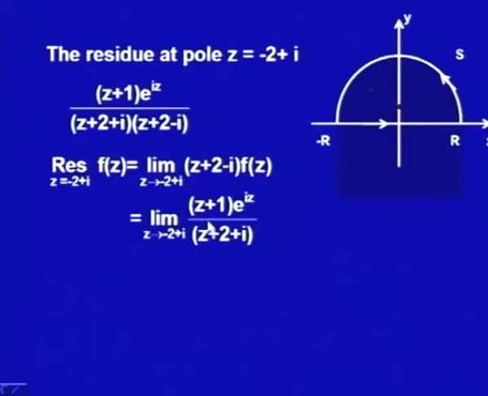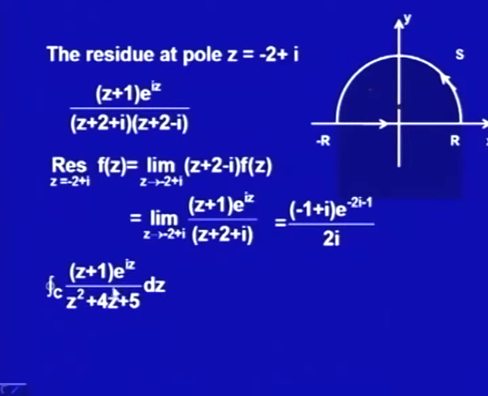To evaluate this limit, first we just have to put in our value, z equal to minus 2 plus i. So, from here, z plus 2 is i, so z plus 1 would be minus 1 plus i. So, what we are getting is (minus 1 plus i) e to the power minus 2i minus 1 upon 2i, as usual.